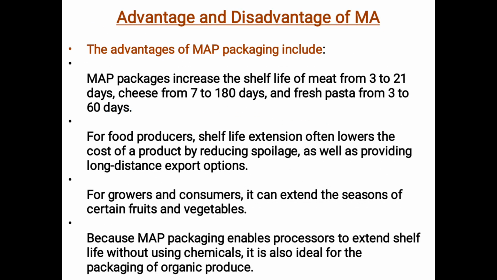So next, what are the advantages and disadvantages of MA? Of course, modified atmosphere increases the shelf life of meat from 3 to 21 days, cheese from 7 to 180 days, and pasta from 3 to 60 days. For food producers, shelf life extension often lowers the cost of products by reducing spoilage as well as providing long distance export options. For growers and consumers, it can extend the season of certain fruits and vegetables. Because MAP packaging enables processors to extend shelf life without using chemicals, it is also ideal for the packing of organic produce.